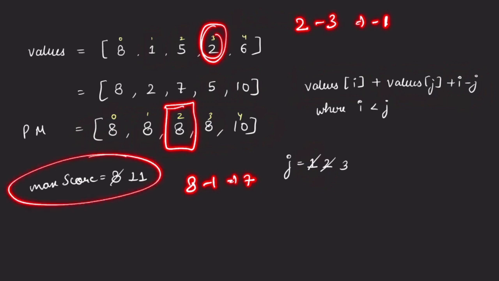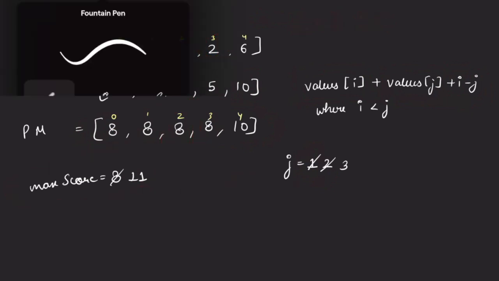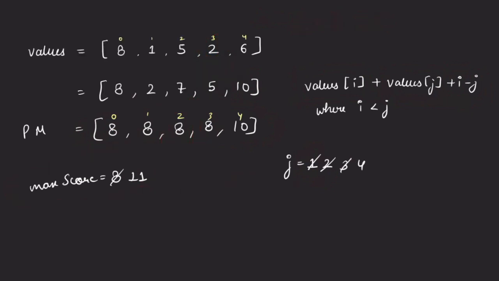The max score is already 11, so it won't get updated. Now j will become 4. Again, i's value will be 8 only. Here it will be 6 minus 4, that is 2. So 8 plus 2 will be 10. The max score is already 11, so it won't get updated. Then j will become 5, we will move out and stop here. And this is the maximum score we have got for this particular example.